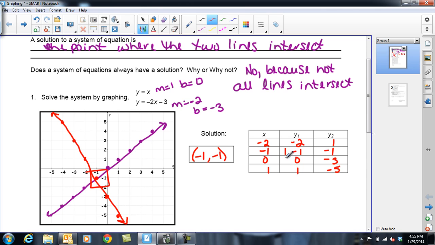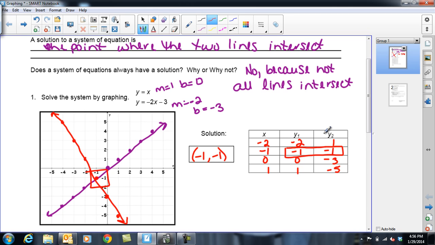notice is that these two y values right here are exactly the same. That's what lets me know, looking at that table, that that's where my two lines are at the same place at the same time. They're equal there. And because they're equal there, that tells me that's their intersection point, because they have the same ordered pair, -1, -1. So they're in the same place at the same time.